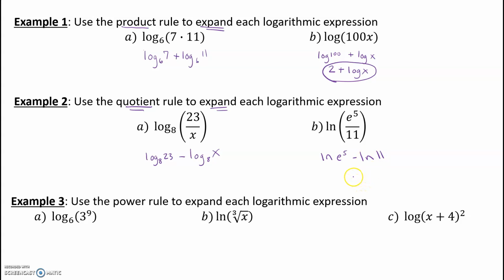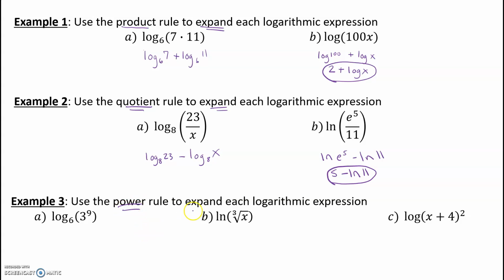Again, sometimes it can help you. So remember, your base is e for a natural log. e to what power gets me e to the 5th? Well, e to the 5th power. The answer is 5. Minus the natural log of 11. I know that looks weird, but that's the natural log of 11. So it does help us simplify a little bit.